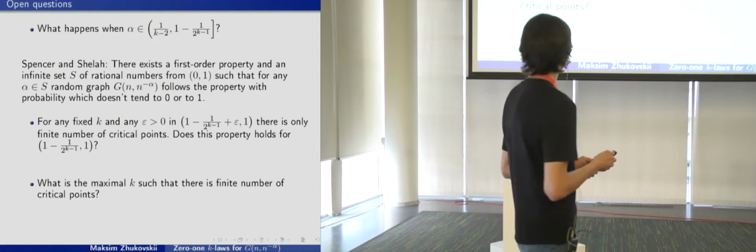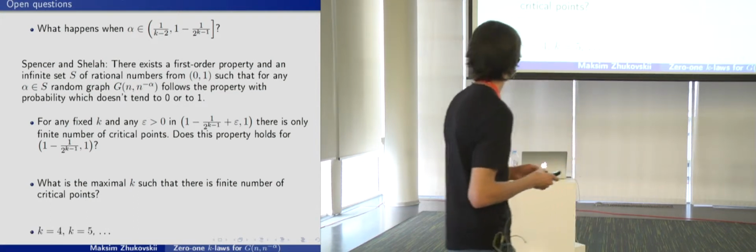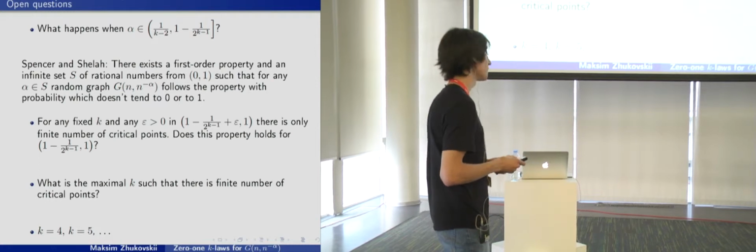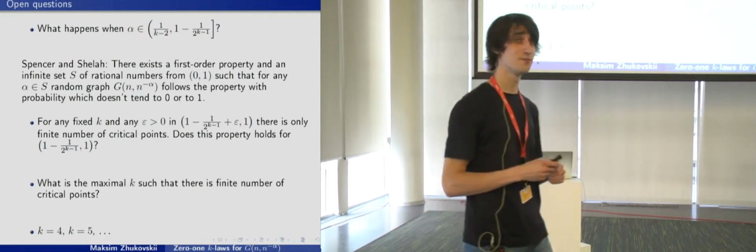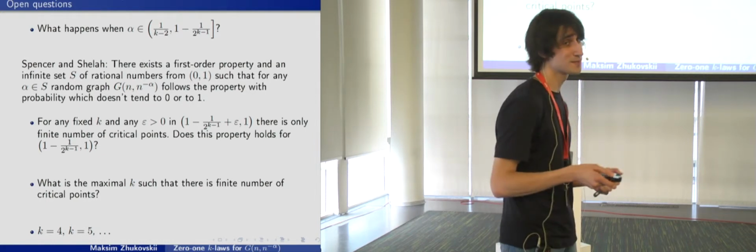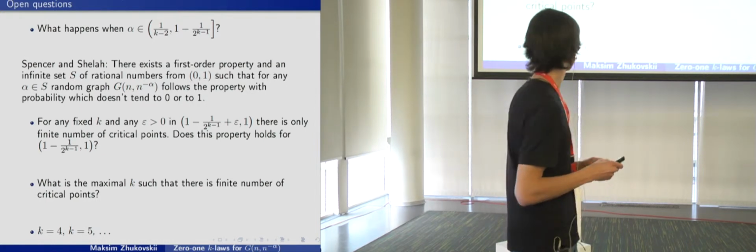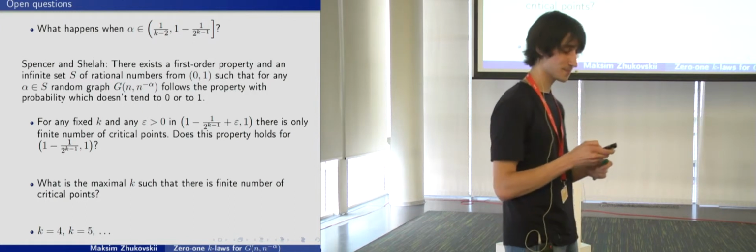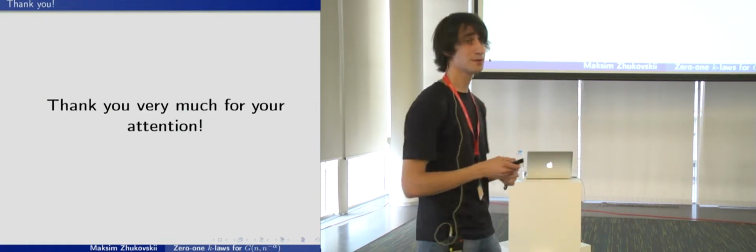And also we have small k equals 4 and k equals 5, and there are a lot of gaps, and we should receive new results. Okay, thank you very much.